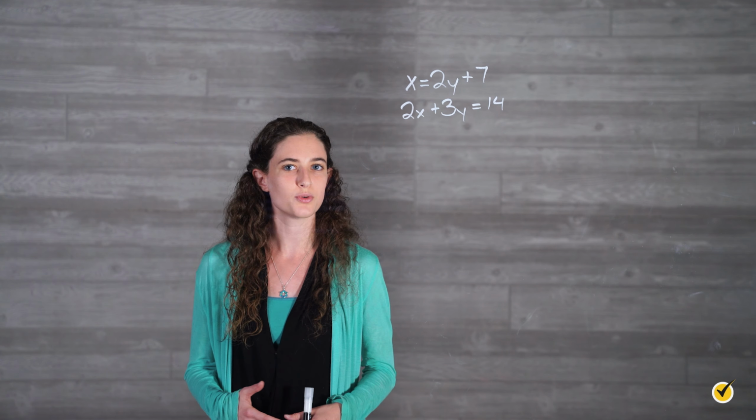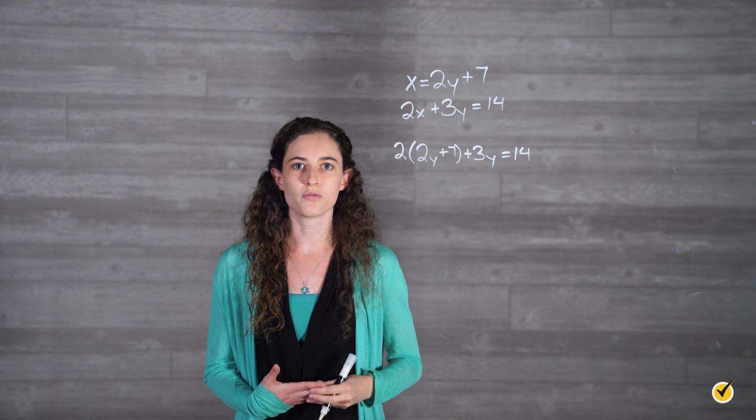Now we want to think for a minute about what the equal sign means. The equal sign is telling us that the values on either side of the equation equal each other. They're the same. So in our example, x is the same as 2y plus 7. Knowing that, we can then substitute 2y plus 7 in for x in our second equation, like this: 2 times (2y plus 7) plus 3y equals 14.